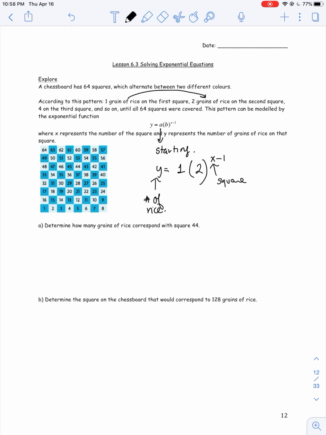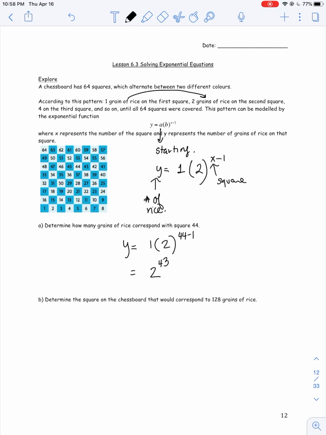So the first question, they want to figure out how many grains of rice correspond to square 44. So you're going to go y equals 1 times 2 to the power of 44 minus 1. And then we know that 1 multiplied by anything doesn't change anything, so we don't have to write the 1. So we're just going to write 2 to the power of 44 minus 1, which is 43.